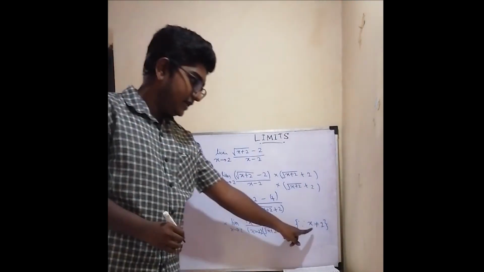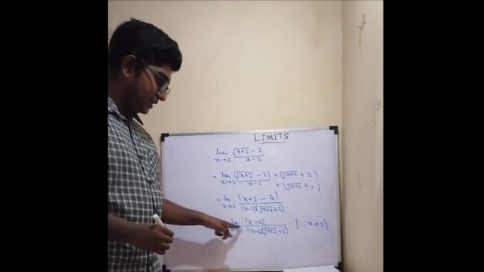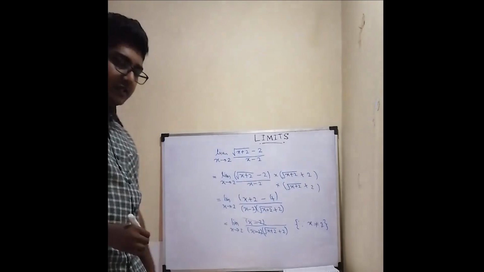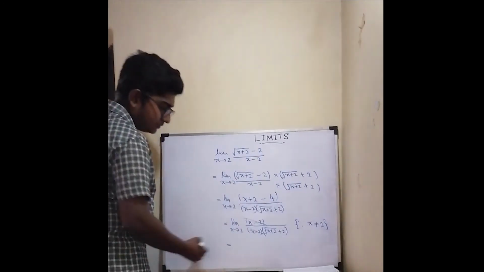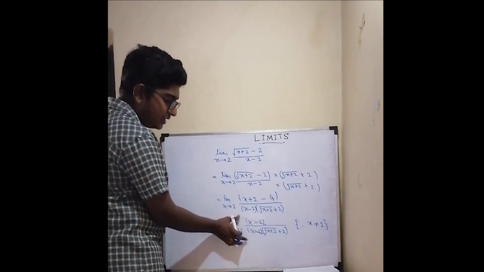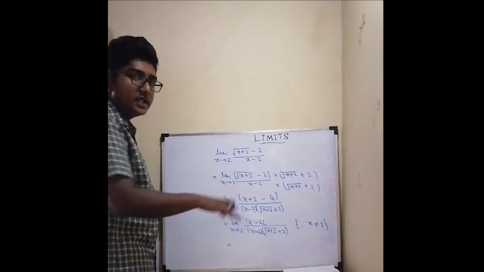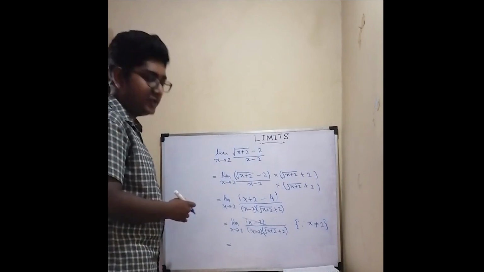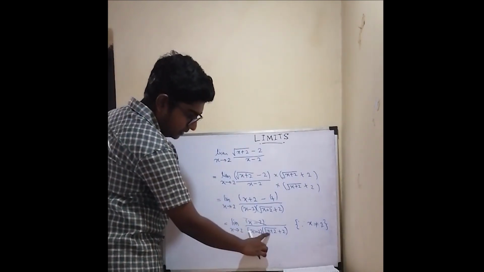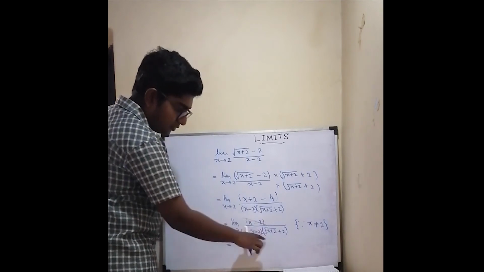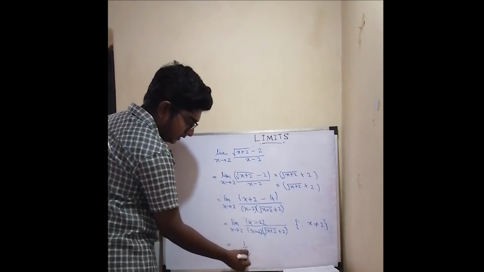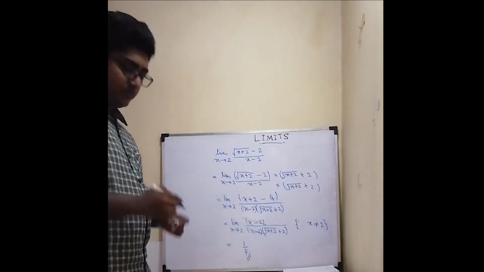So you have to mention that here we cancel these two expressions since x is not equal to 2. Now after that step, the not defined part of the function was removed. Now I can substitute x equal to 2 without any problem. 2 plus 2 becomes 4. 4 square root becomes 2. 2 plus 2, 4. Answer is 1 over 4.